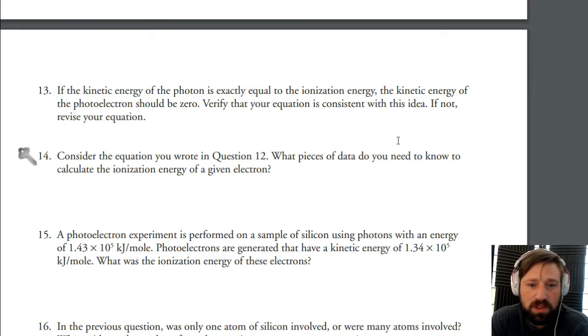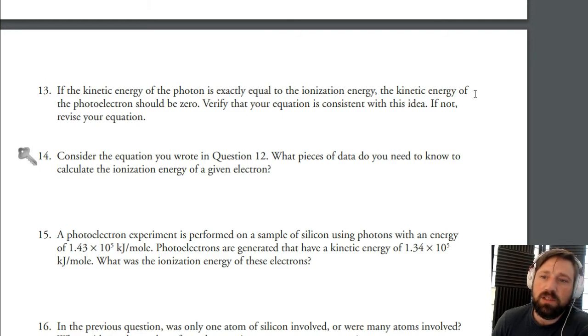Verify your equation is consistent with this idea. It is. Consider the equation you wrote in 12. What piece of data do you know to calculate the ionization energy of a given electron? Do you need to know the potential energy of a given electron? So to figure out the ionization energy, we need to figure out two things.